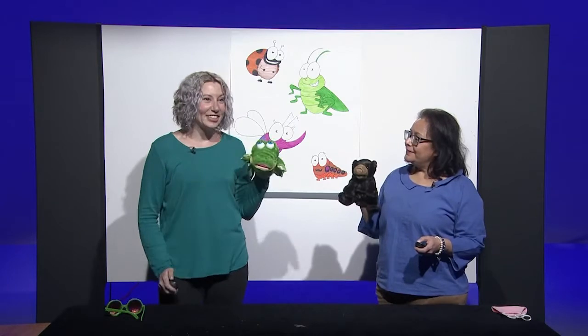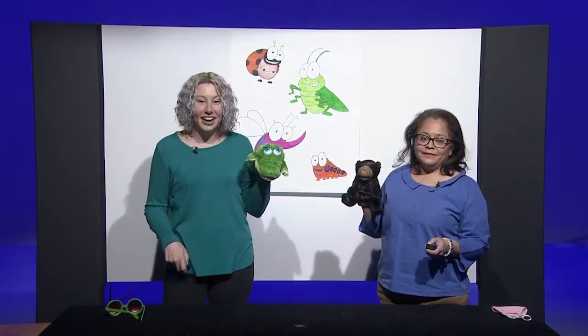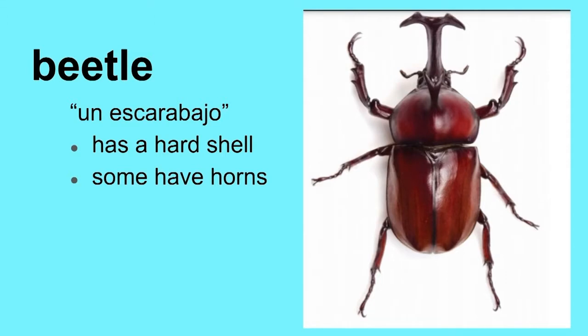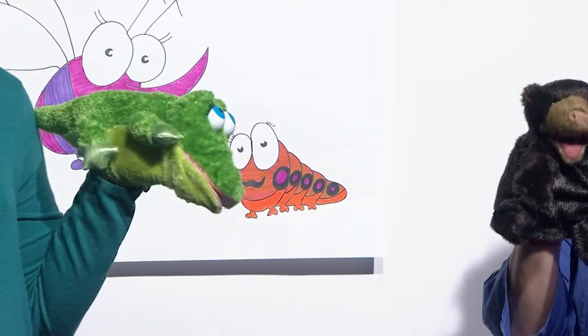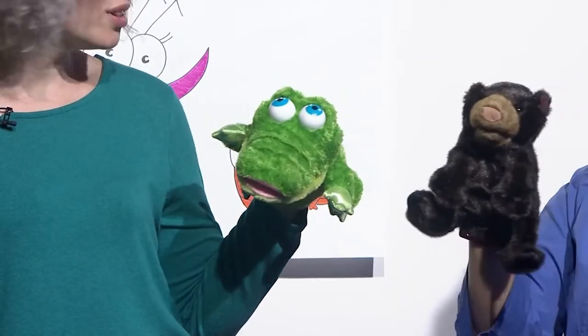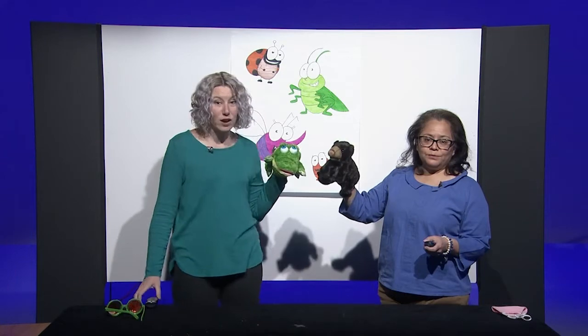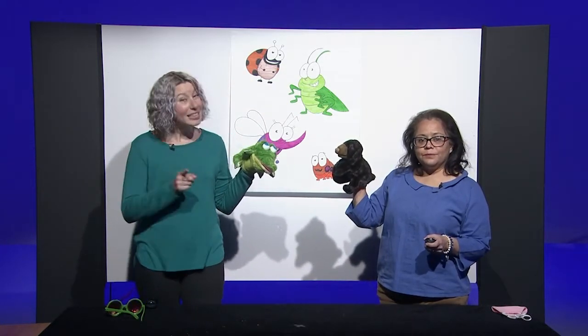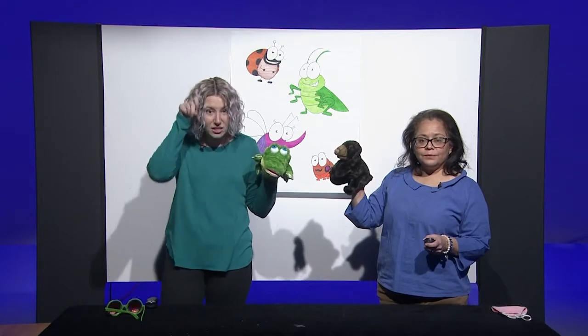I like that gesture. All right, you guys, here's our next type of insect. This is called a beetle. Wow, those horns look like they could hurt you. They do look really fierce, Bud. You're right. Beetles have hard outer shells, and some of them even have horns.